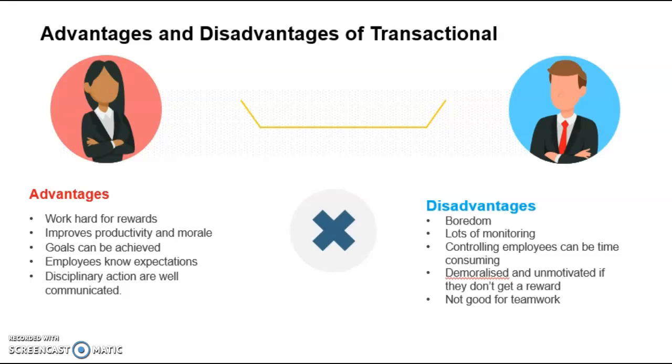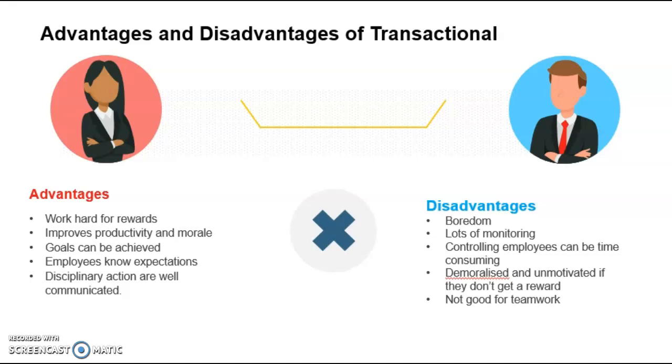The employees know what is expected of them, and disciplinary actions or procedures are well communicated if they don't meet the expectation. The disadvantages are that employees can become bored because they have to follow rules and procedures, so there's no creativity in the workplace. A transactional leader will have to monitor the work performance of employees and ensure that expectations are met, which can be very time-consuming. Some employees may be demoralized and unmotivated if they fail to reach their targets and thereby do not get their rewards. Usually, this is not suitable for teamwork because all team members can be punished for poor performance caused by one member of the team.